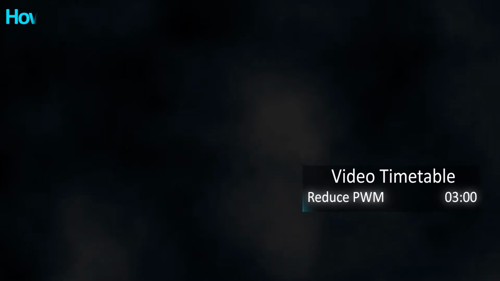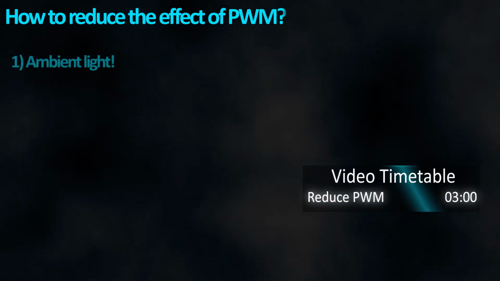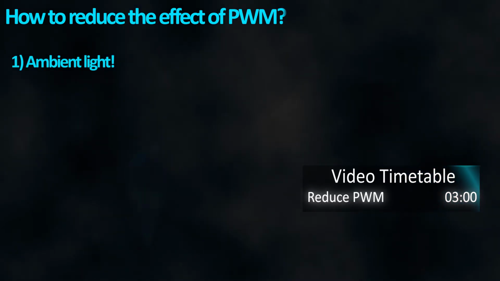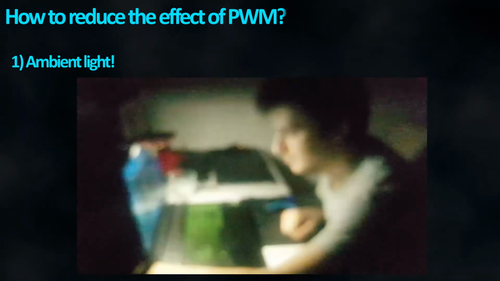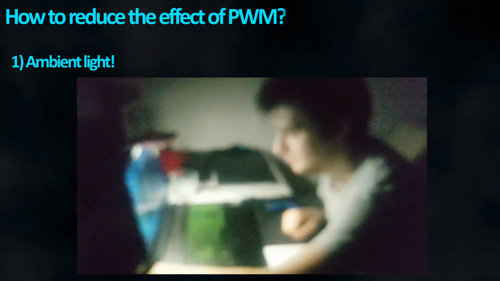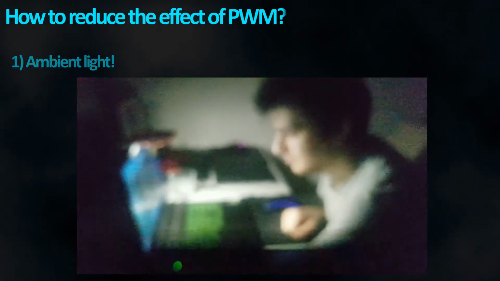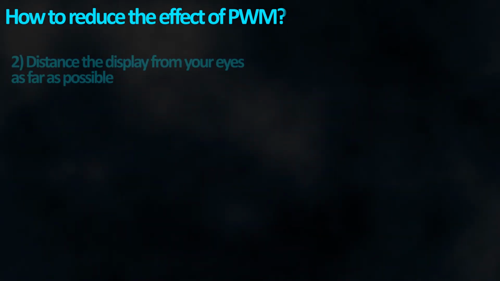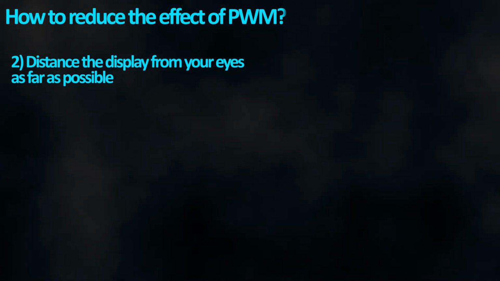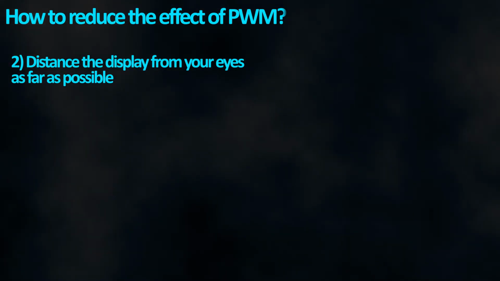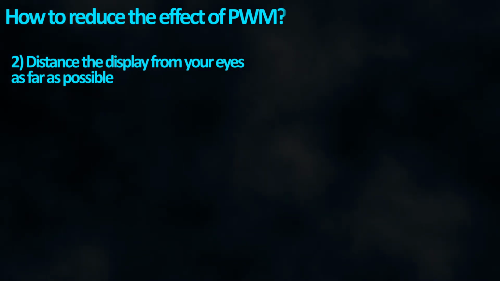So, how can we reduce this effect? There are a couple of ways to do this. First, have a lot of ambient light. The stronger the ambient light is, the weaker the light intensity difference of the on and off cycle of the display will be. That means that being in a dark room is a very bad idea. Second, try to use your display further away from your eyes. The less of the display is in your vision, the weaker the neural impulse will be, thus reducing how much the iris muscles will actually work.